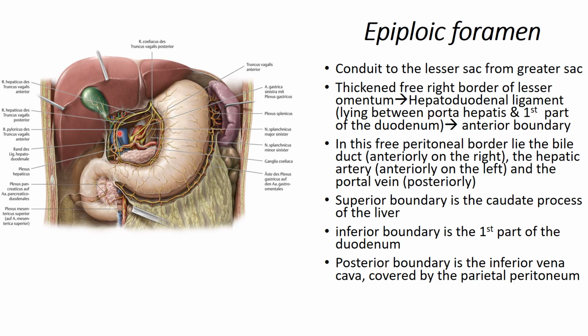Now posteriorly it is bounded by the peritoneum covering the inferior vena cava. In its free peritoneal border one could palpate the bile duct, which is lying anteriorly and to the right, the hepatic artery, which is lying anteriorly and to the left, and the portal vein, which is lying posterior to both. Now the superior boundary is formed by the caudate process of the liver, and the inferior boundary is the first part of the duodenum.